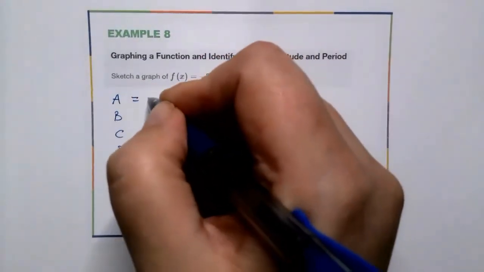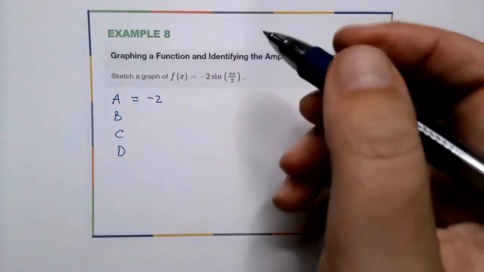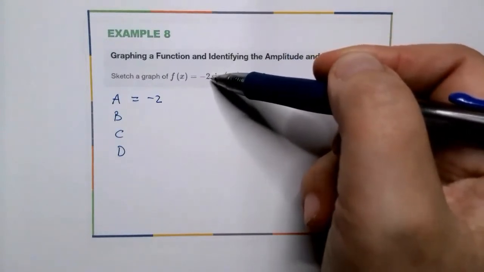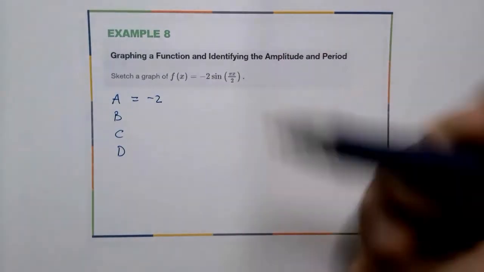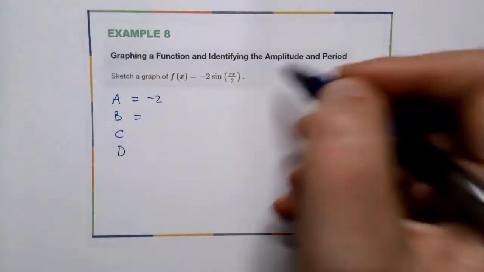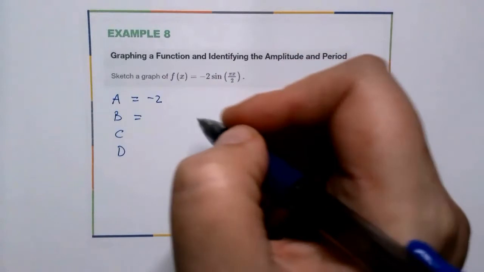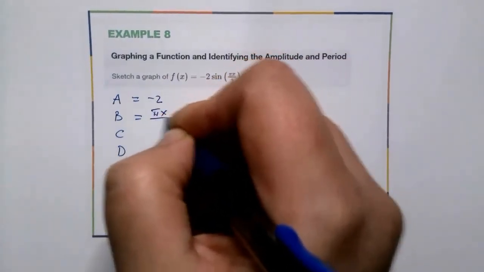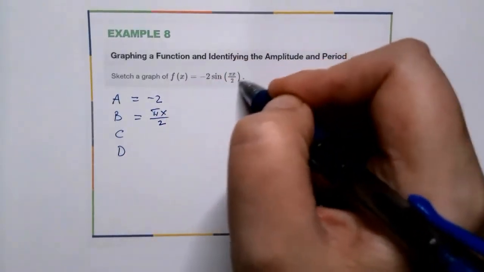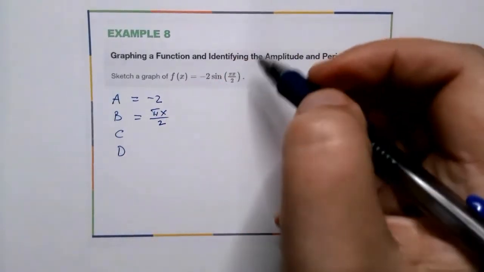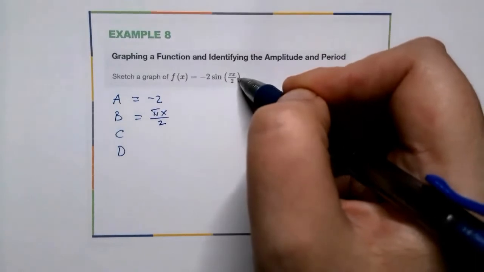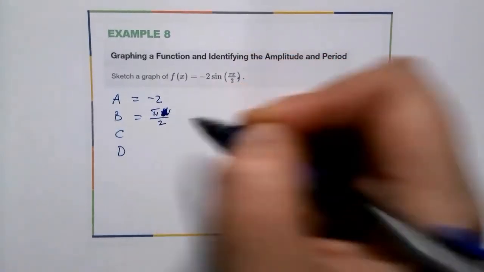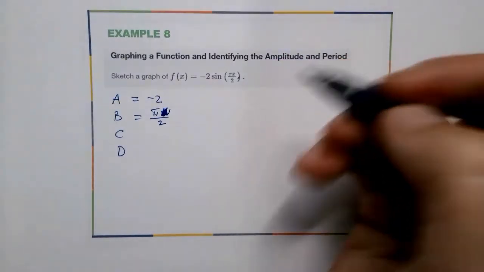A is -2, which means that my function will be stretched by a factor of 2 and also flipped because of the negative sign. B is pi x over 2. Well, it's actually my entire argument that is pi x over 2. The b is just pi over 2 with no x, because b is a coefficient on x.